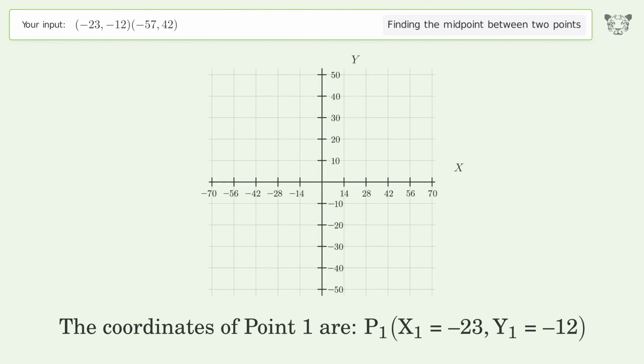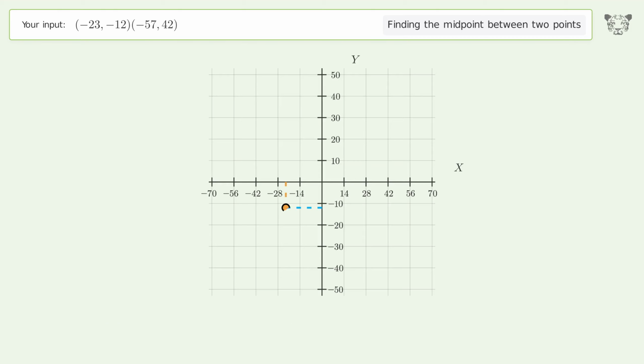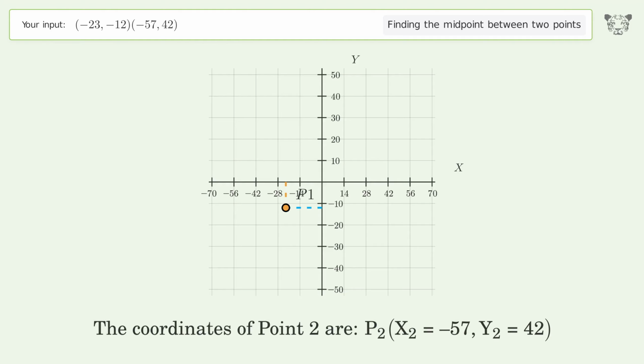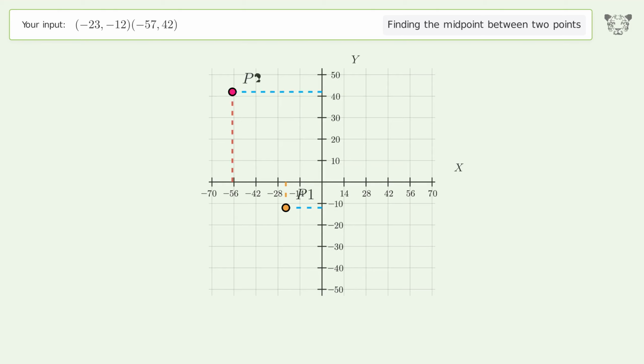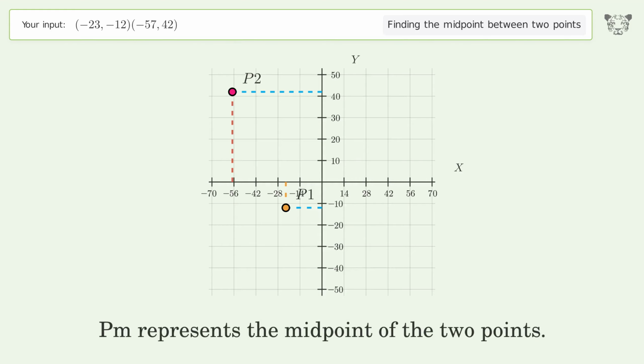The coordinates of point 1 are x1 equals negative 23, y1 equals negative 12. The coordinates of point 2 are x2 equals negative 57, y2 equals 42. PM represents the midpoint of the 2 points.